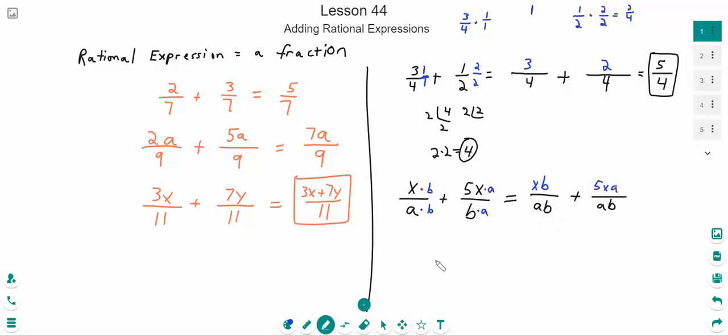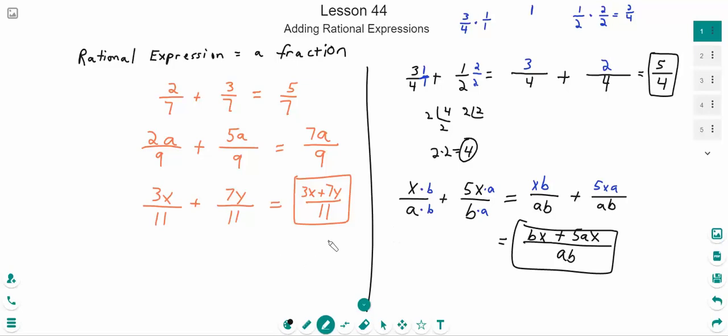5xa. All right. Now we can add this because we have common denominators. Unfortunately, the numerators are not like terms, so we can't add them together. So we'll just write them in alphabetical order maybe: bx plus 5ax all over ab, the common denominator. That would be our solution.